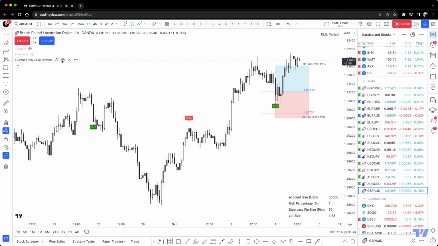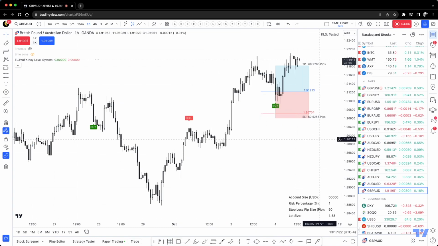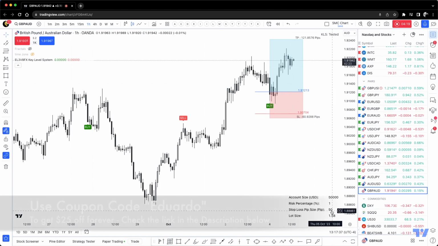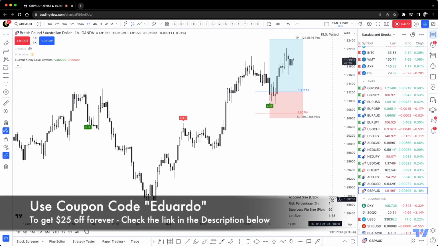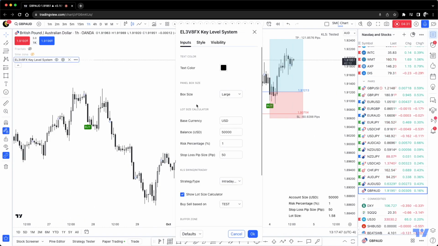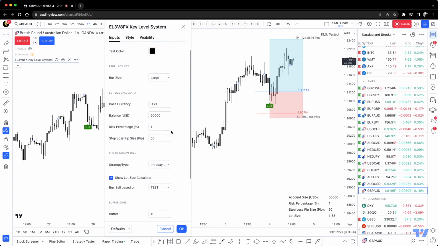Perfect. All right. You can also change the risk to reward. If you want to go 1 to 2, you select just 2 right there. Click OK, and boom, you see the indicator is showing you where the 1 to 2 is going to be. It's telling you right here at the bottom what the lot size is going to be. If you're using a 50 pip stop loss, 1% risk, and a $50,000 account, this should be your lot size. That's a pretty cool option, because sometimes doing the math and the calculation gets frustrating, and this completely does it for you.